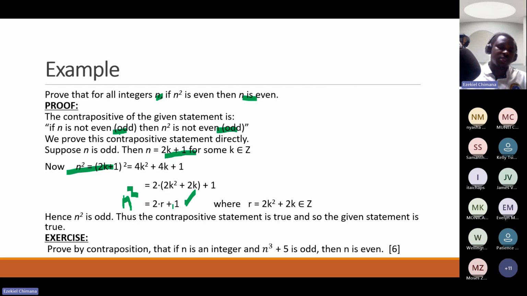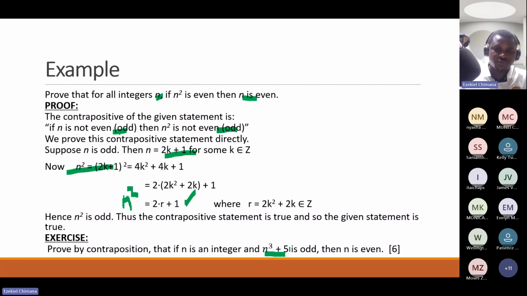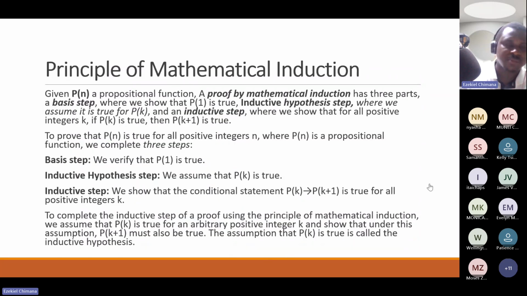So you can do the same here. You can try to prove this one by contradiction and contraposition as well as an exercise: if n cubed plus 5 is odd, then n is even. Try it using contraposition as well. I think it's a good question for you to exercise. Exercises such as this are the ones that make up your exams.